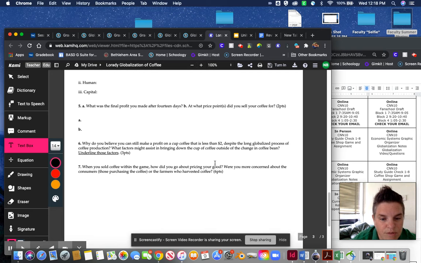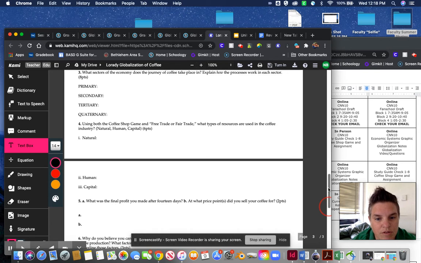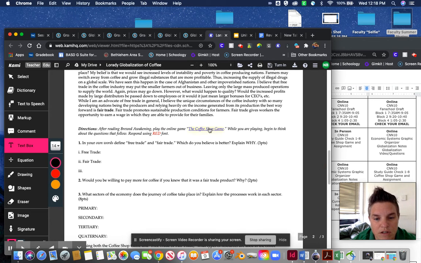When you sold coffee within the game, how did you go about pricing your goods? So, what did you think about when you were pricing your coffee? Why would you price it more? Why would you price it less? What were the reasons for changing the prices? And were you more concerned about the consumer, or those people who were buying it, or the farmers who harvested the coffee? So I'd like to know that answer too. And if you don't notice, it's a pretty important answer. It's worth 6 points.